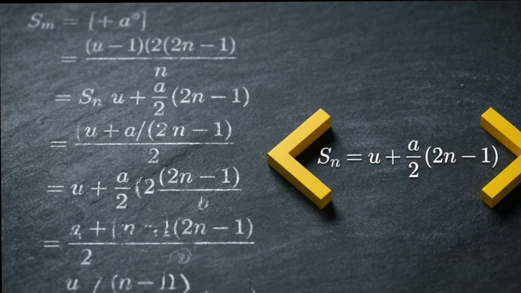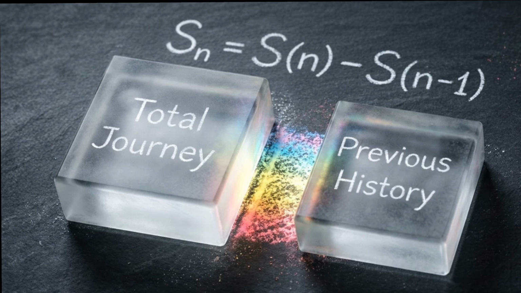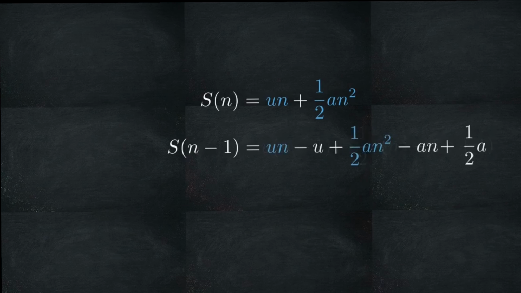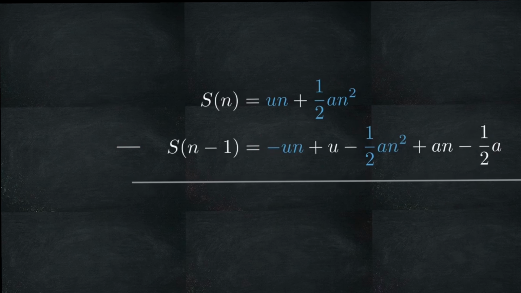By performing this exact algebraic subtraction in advance, we can condense the process into a single formula. We can skip redundant quadratic math and jump straight to the interval we actually care about. The formal setup for our algebraic shortcut is Sn equals Sn minus Sn minus 1. When we expand the polynomials for both terms, the heavy quadratic elements emerge. But because we are subtracting the two equations, the massive un and 1/2 an squared terms mirror each other. They cancel out entirely. The math collapses into a remarkably clean result. The displacement in the nth second equals the initial velocity plus half the acceleration multiplied by 2n minus 1.